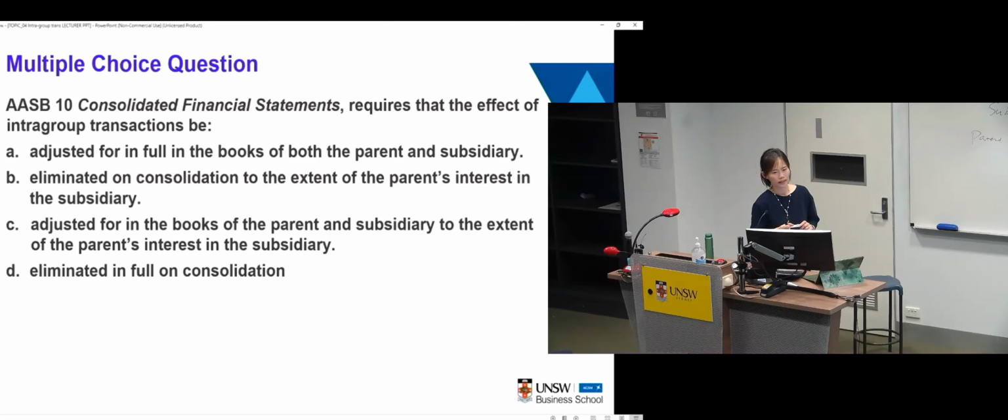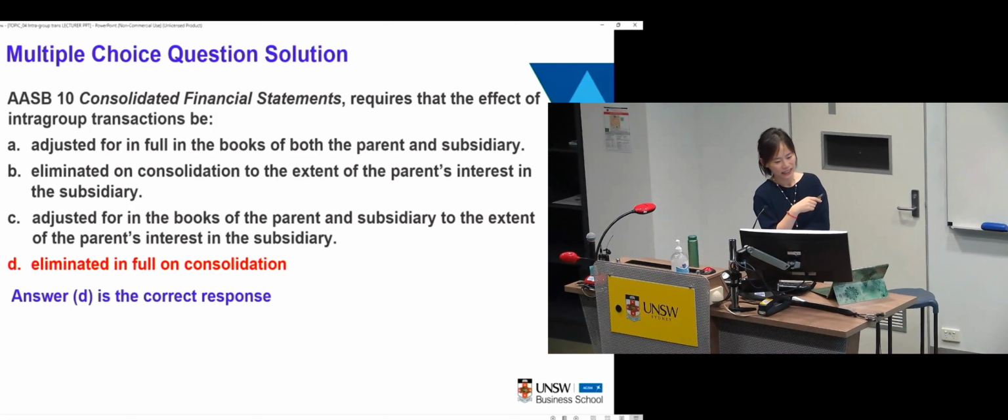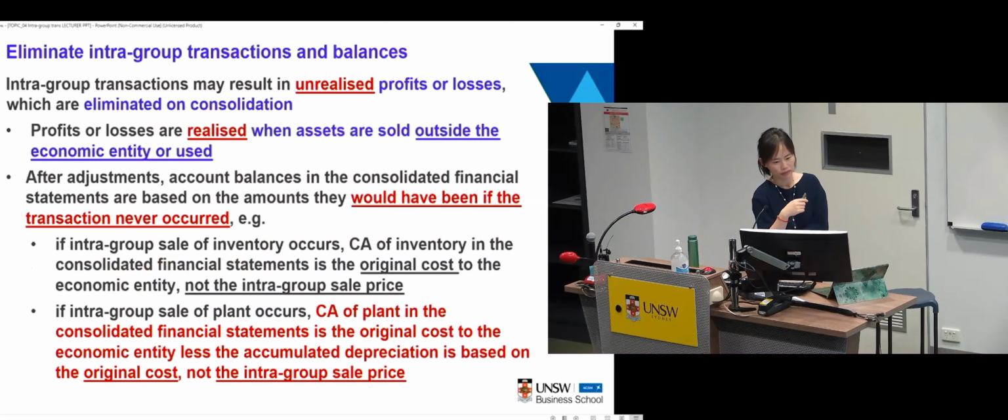So which one is right? The last one, Lanxing. You also chose D. Okay, so I think if two of you get the same answer, it's most likely the right one, right? Now, the elimination in full on consolidation is the underlying principle we have to comply with according to ASB 10. Okay, full elimination. Very good.